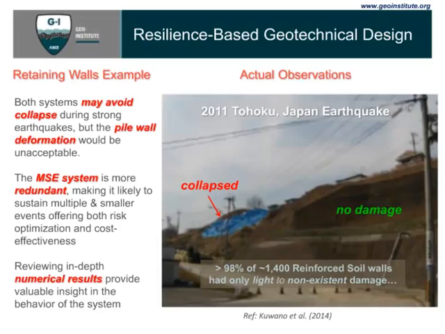They both made it, which proved that this system does have redundancy. And in summarizing this example, both systems, conventional and MSE wall, may avoid collapse, but the pile wall deformation would be unacceptable under extreme events. The MSE wall is more redundant. And a numerical analysis review of the results and understanding provides valuable insight into the behavior of the systems.